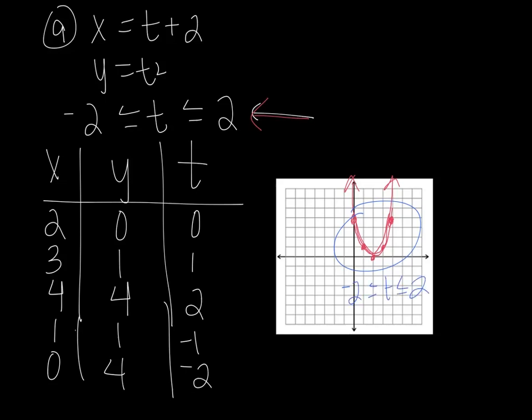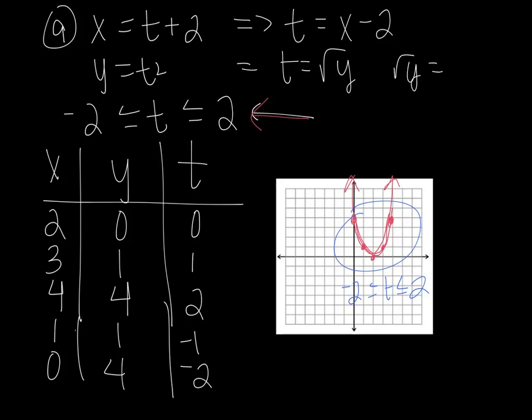Now, the way you'd find the equation for that, they call it eliminating the parameter. So all you do is simply solve both equations for t. In this case, t equals x minus 2. In this case, t equals root y. And then you'd set those equal to each other. So root y equals x minus 2. Square both sides, you get y equals x squared minus 4x plus 4.